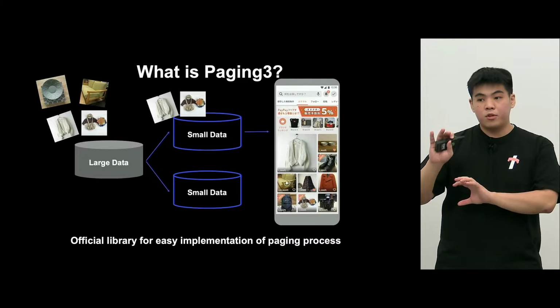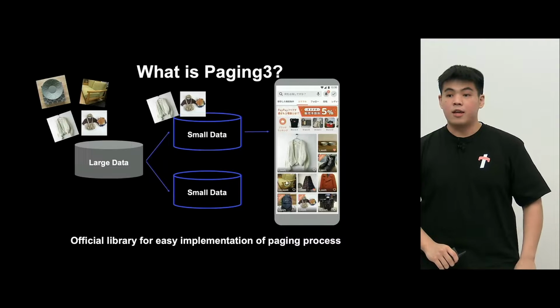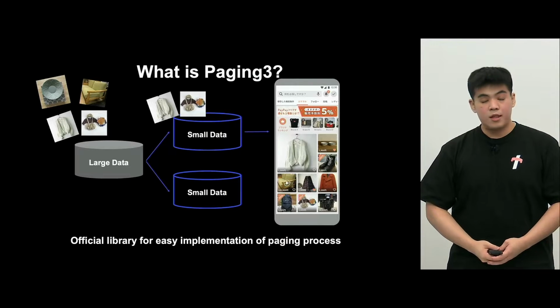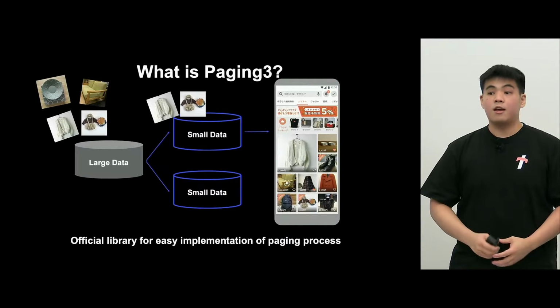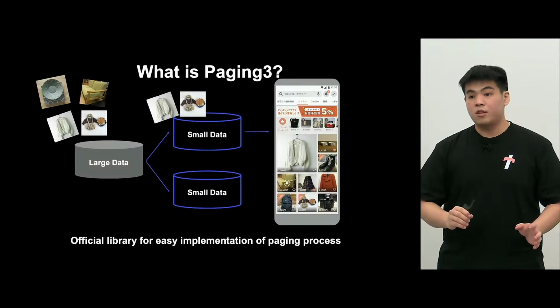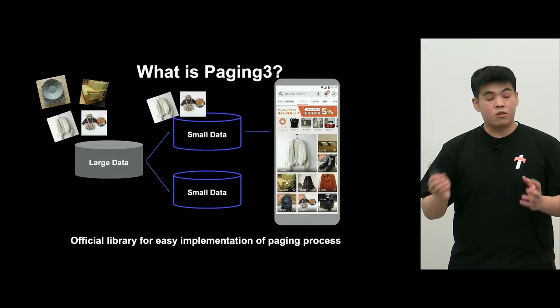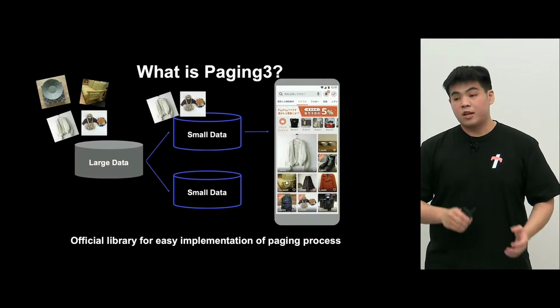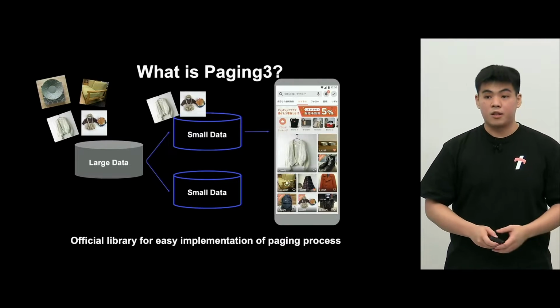Paging is a process where you take a big chunk of data and split it into smaller chunks to retrieve only the necessary data, and Paging 3 is the third version of the official paging library that can easily implement paging. This means the users do not have to retrieve large amounts of data, thus reducing bandwidth consumption.